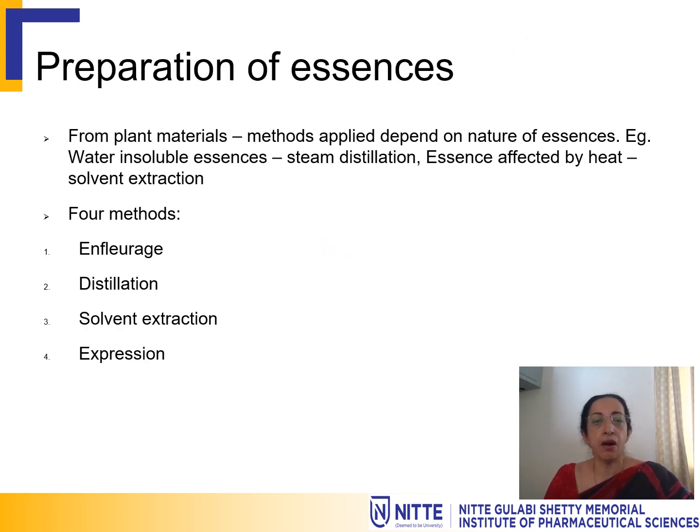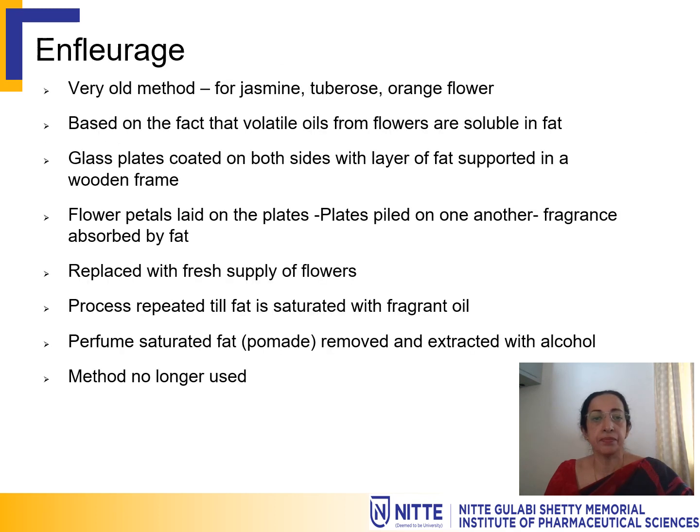Now we'll see how essential oils are prepared. Essential oils are known as essences and they are mainly extracted from plant materials. There are several methods by which this is possible. If the essential oil is water insoluble, steam distillation would be a preferred process. If the essential oil is unstable to heat, then solvent extraction would be preferred. So there are four methods: enfleurage, distillation, solvent extraction and expression.